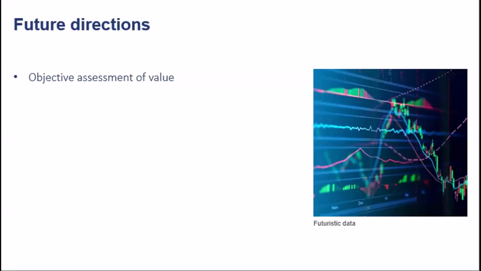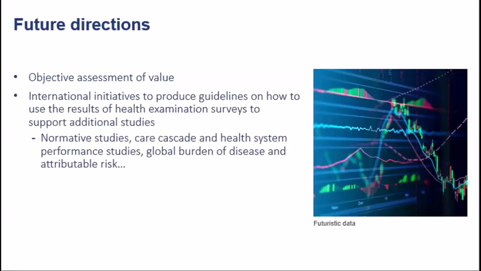And then also, it could be good to do a little bit more international collaboration. And here I suggested producing guidelines on how to use the results of health examination surveys to support additional studies. So the WHO has got something like this for other surveys. For example, for the Global Adult Tobacco Survey, GATS, the WHO produces guidelines that explain how to use the findings of that survey to estimate price elasticity of tobacco demand for a country. And that helps countries set tax on tobacco, on cigarette packets.